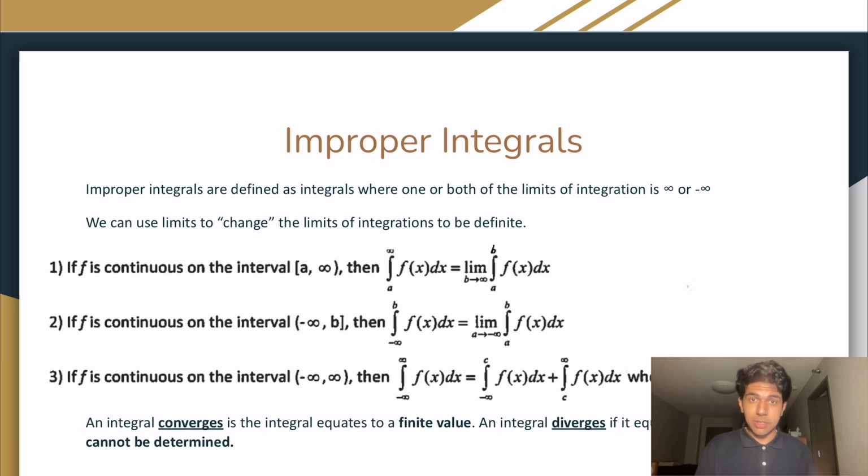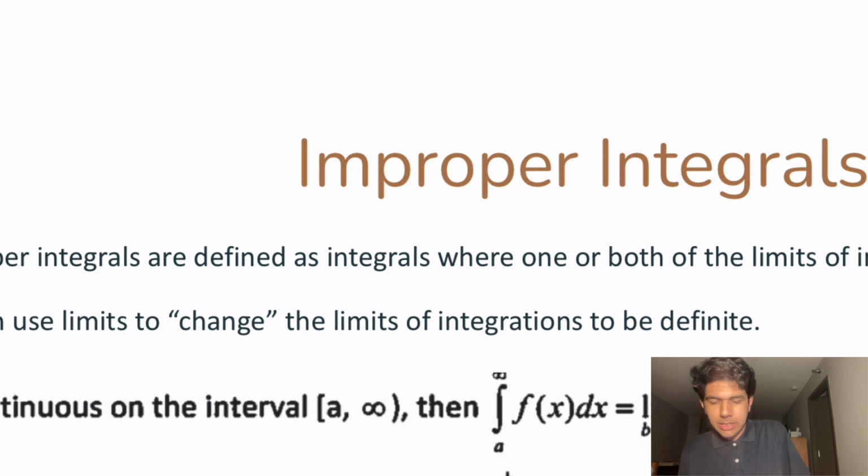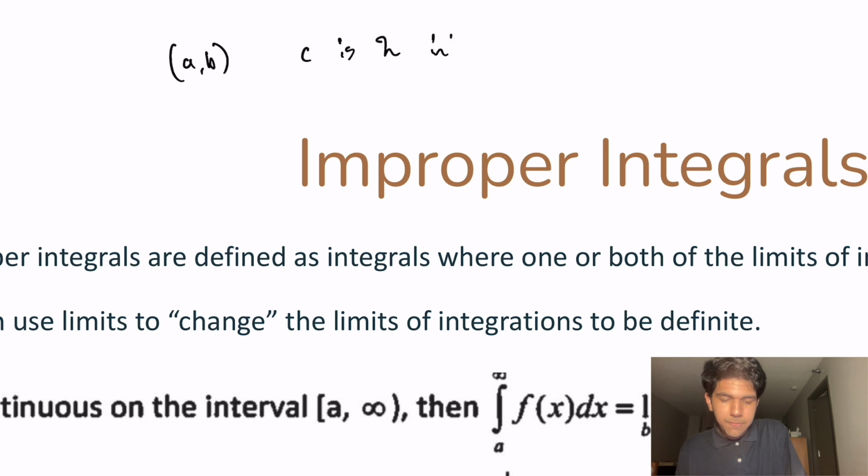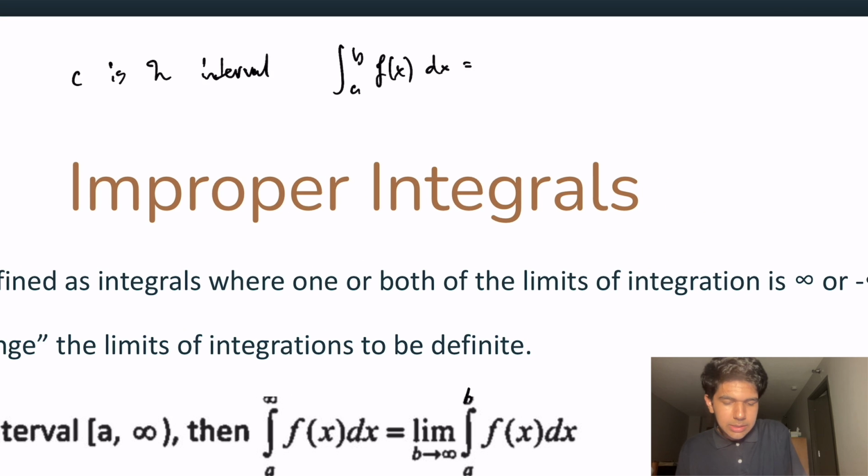Finally, if both of our limits are bad, negative infinity and infinity, our idea is we'll split up the integral into the sum of two integrals, right? Recall that if we're on the interval a to b and c is in the interval, then the integral from a to b of f of x dx is equal to the integral from a to c of f of x dx plus the integral from c to b of f of x dx.